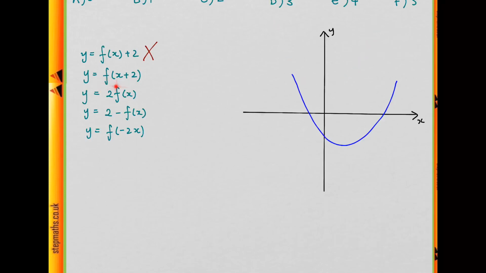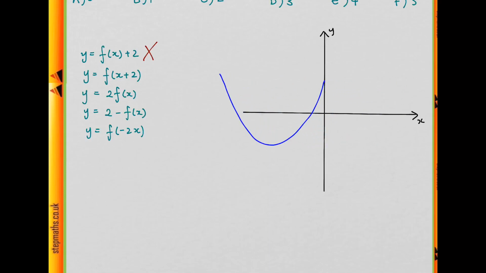Now for f(x plus 2), this is moving the graph left two places, and it doesn't matter how far we move this left, there's still going to be two places, here and here, that cross the x-axis. We're just shifting the points where it crosses to the left as well. So this one would have two distinct points that cross the x-axis.